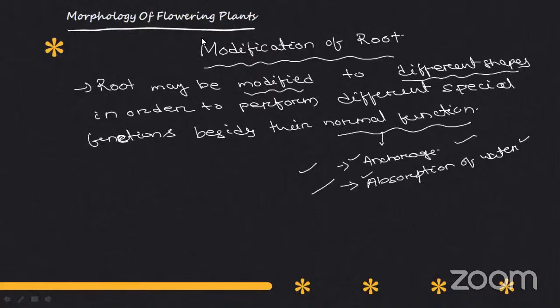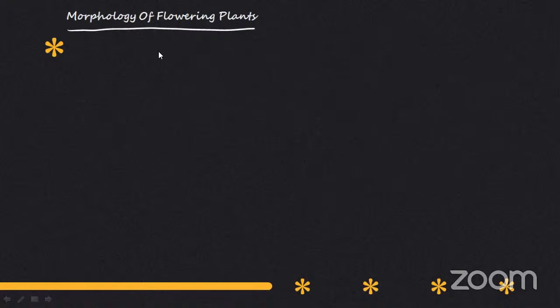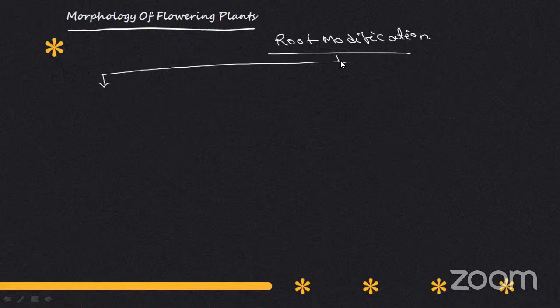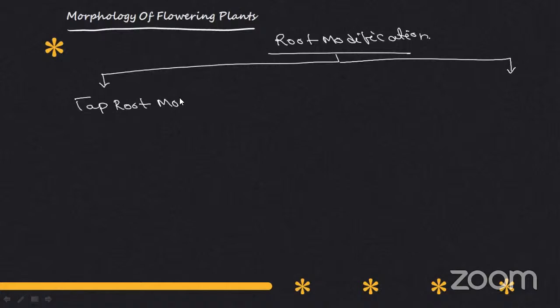Okay, so let's see here. As you know, there are two kinds of root system. One is your taproot. If the taproot is modified, then that is called taproot modification. The root modification is divided into two types. One is taproot modification, and another one is advantageous root modification.